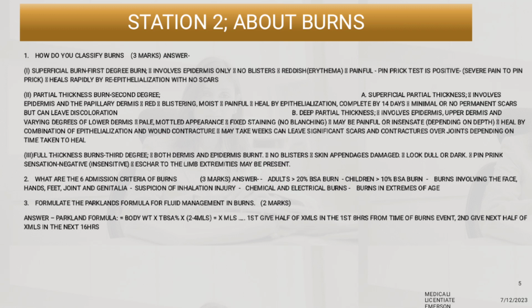That's how you give. Let's say your answer was 1000 and the child was burnt around 10 hours, and they came at the same 10 hours. We are going to get half of the 1000, which is our X mls, which gives us 500. So we're going to give 500 in the first 8 hours, and the other 500 in the next 16 hours. But if the child was burnt around 10 and they came at 14, meaning 4 hours have already passed, just give the remaining 4 hours of the first half. Then the other half we're going to give in the next 16 hours.